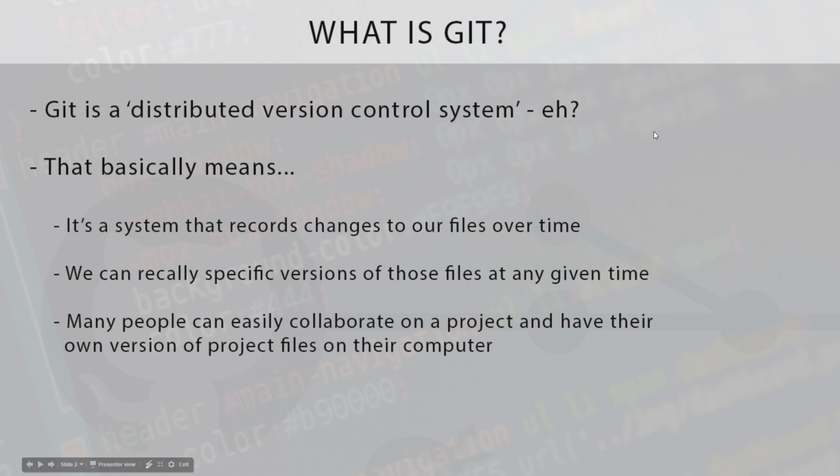So basically what Google means is that it's a system that's going to record changes to our files over time, and we can recall any specific version of those files at any given time, which is really cool and is going to save you a lot of time down the line. And also it allows many people to easily collaborate on a project, and they can all have their own version of that project and the files within it on the computer to work on in their own time.